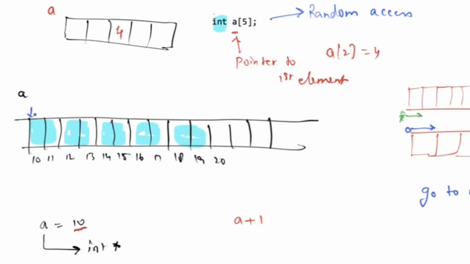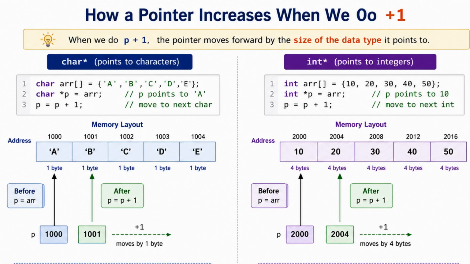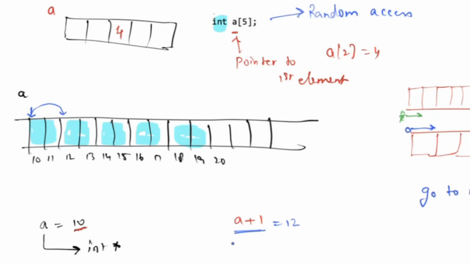If an integer pointer is pointing here, and you do A plus 1 to that integer pointer, then it will move by the size of an integer, right? So can I say that A plus 1 will be equal to 12? If the size of integer is 4 bytes, then A plus 1 will be 14. Hypothetically speaking, if the size of integer is 8 bytes, then A plus 1 will be 18. And if the size of integer is only 1 byte, then A plus 1 will be only 11.